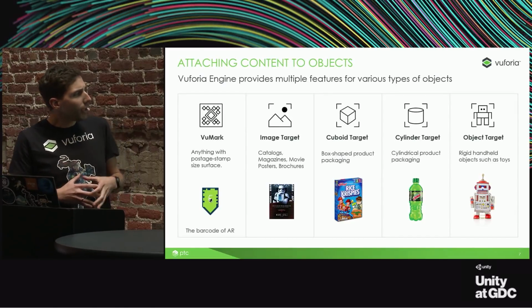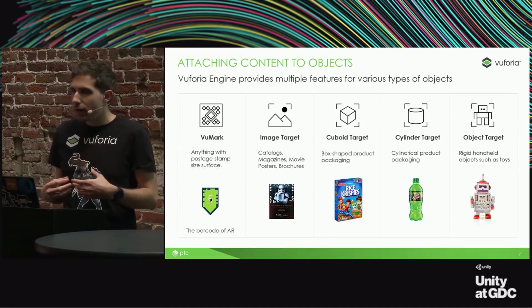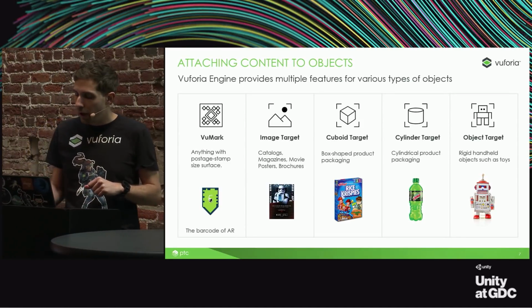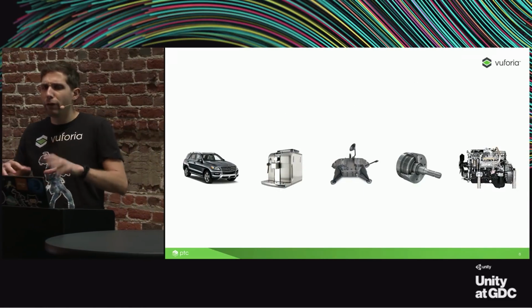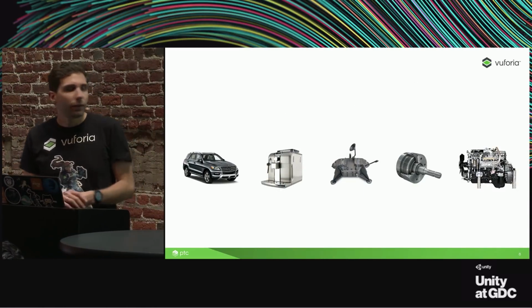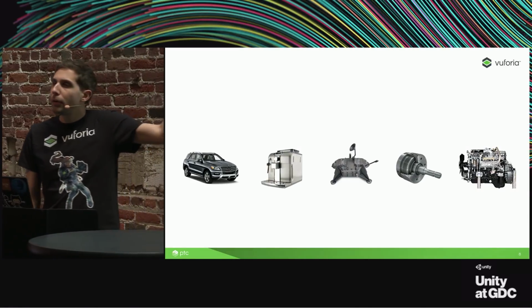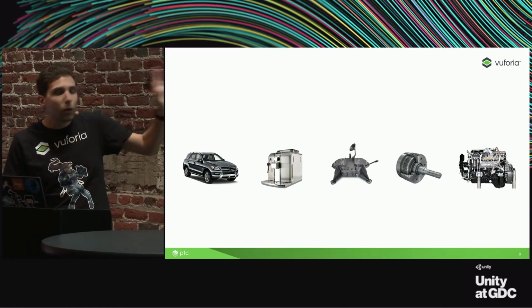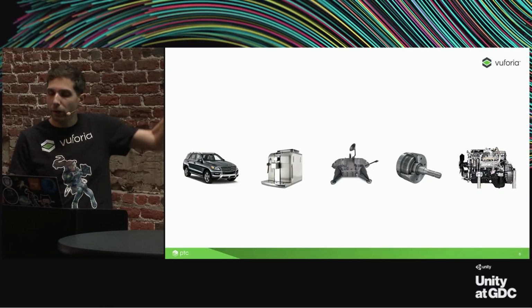But what if you have objects that don't necessarily fall under this category, right? When you have objects that are something like a car, which is reflective and shiny, really big, appliances in your home, 3D printed objects, industrial equipment, engines. These have all been notoriously really tricky to recognize and understand in augmented reality.